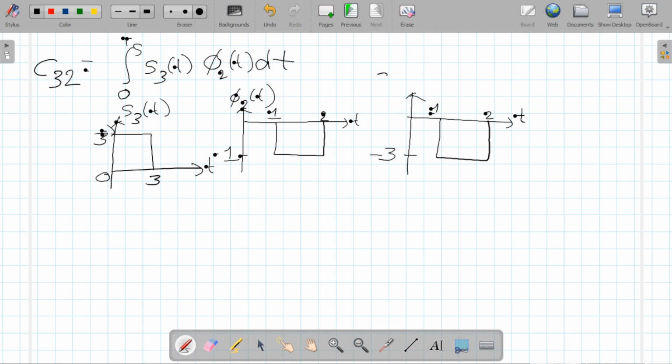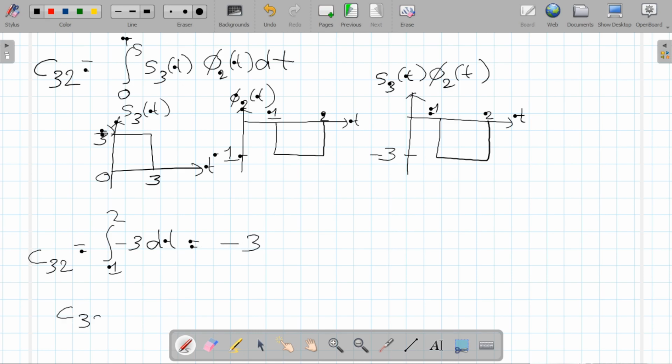And what is it called? It is S3 of t times phi 2 of t. So finally we get C32 equal to the integral from 1 to 2 of minus 3 dt, which equals minus 3. So finally we got the value C32 equals minus 3.